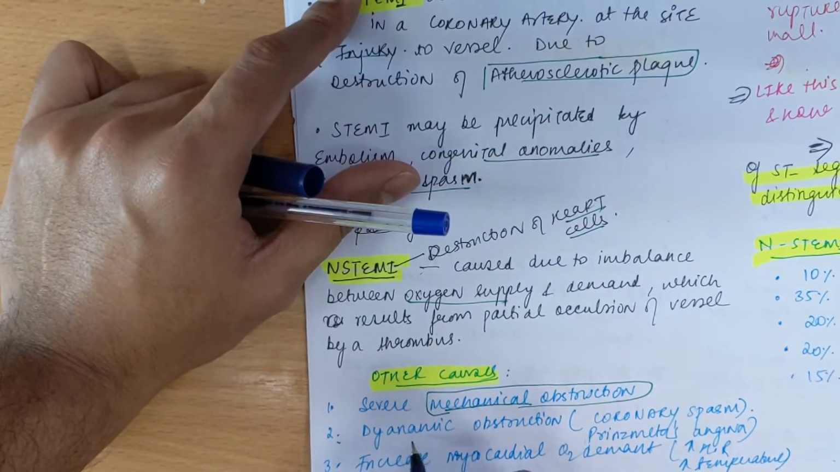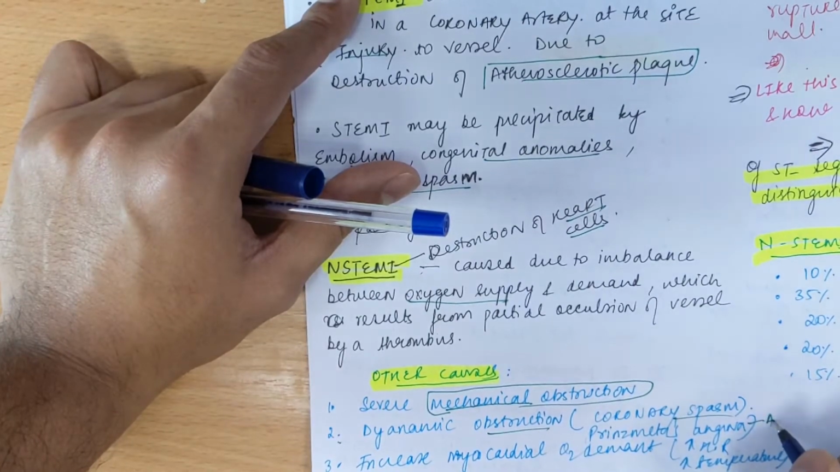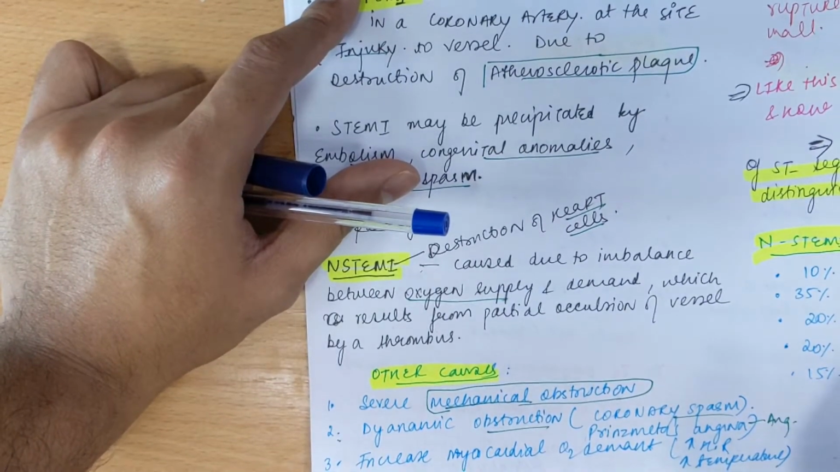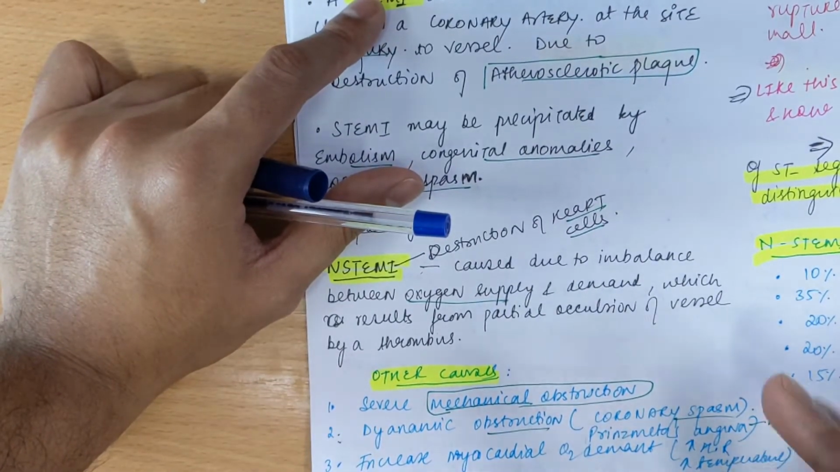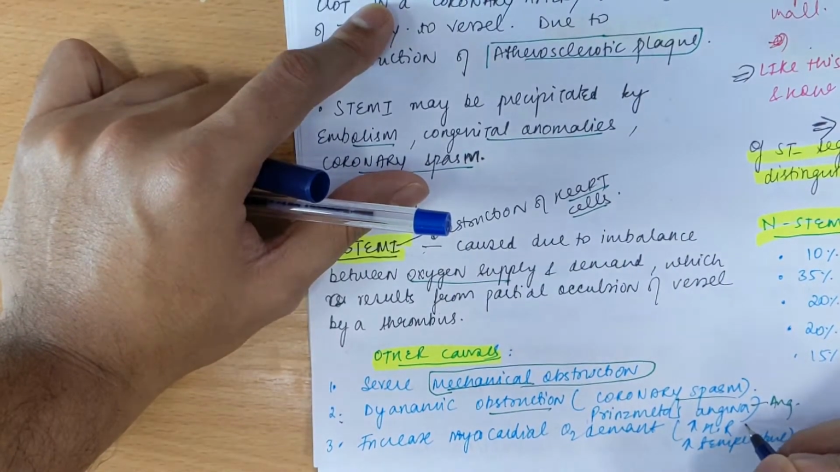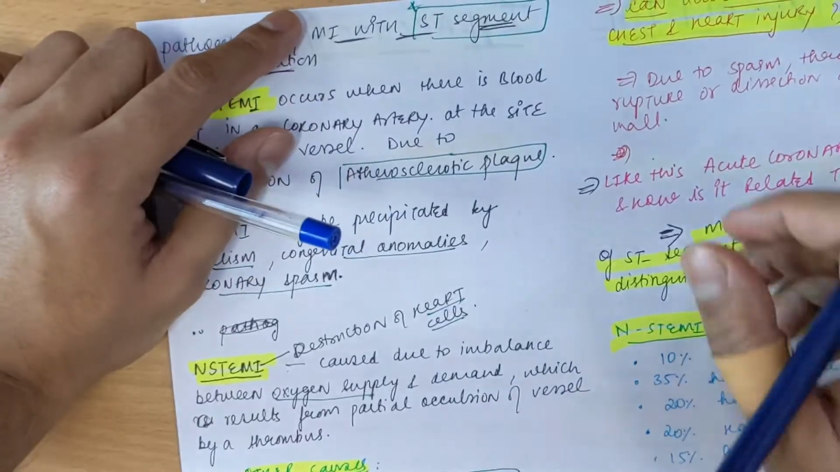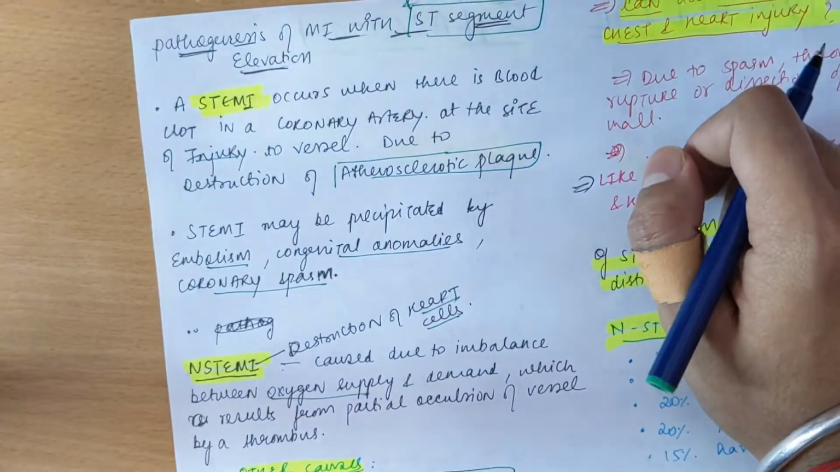The second cause can be dynamic obstruction, which can be due to coronary spasm, or the patient suffering from angina like Prinzmetal angina, okay, variant angina is the other name. Now, increase in the myocardial oxygen demand can be due to an increase in heart rate and an increase in temperature.